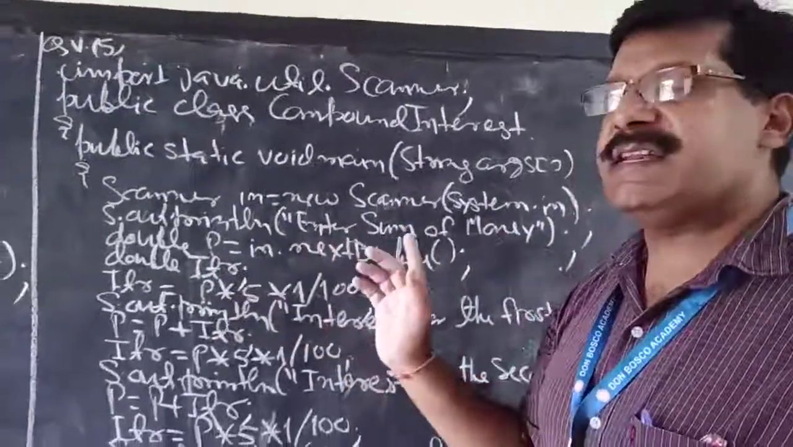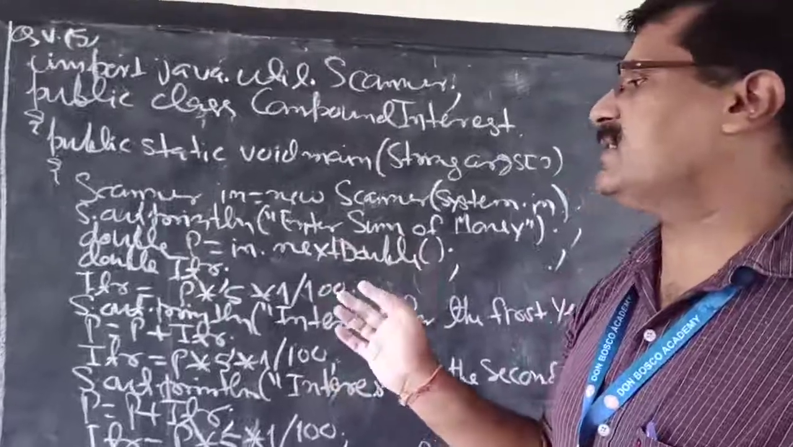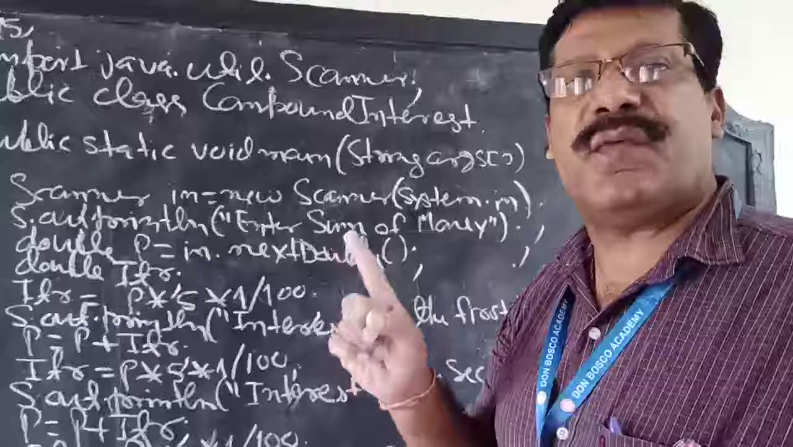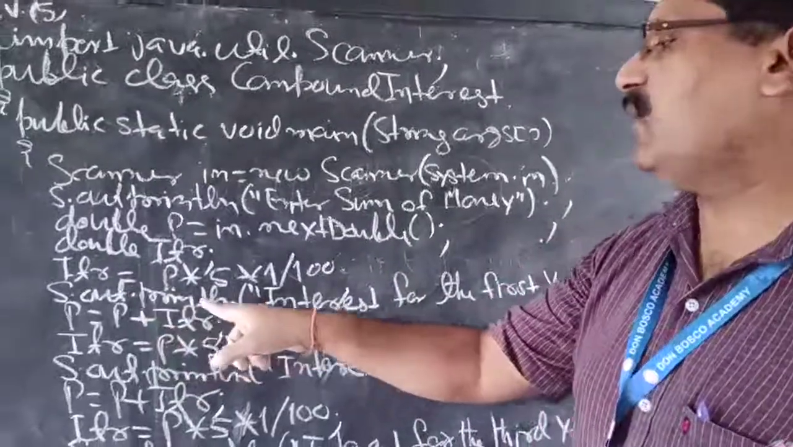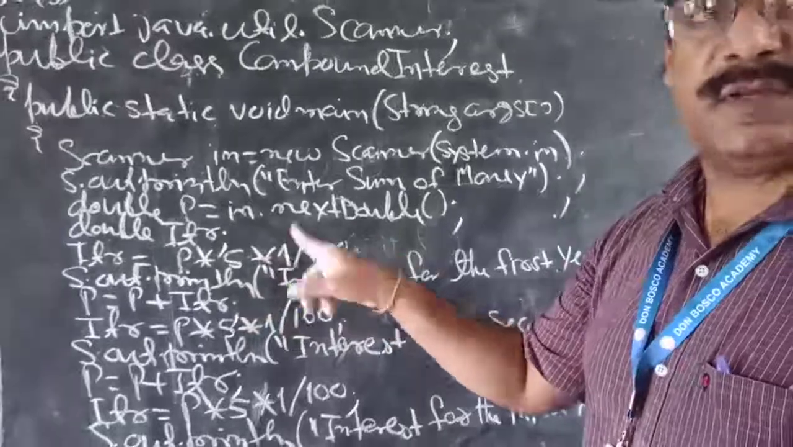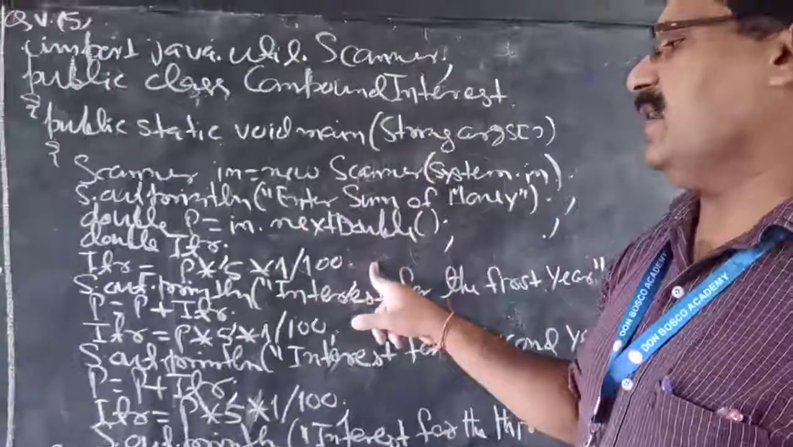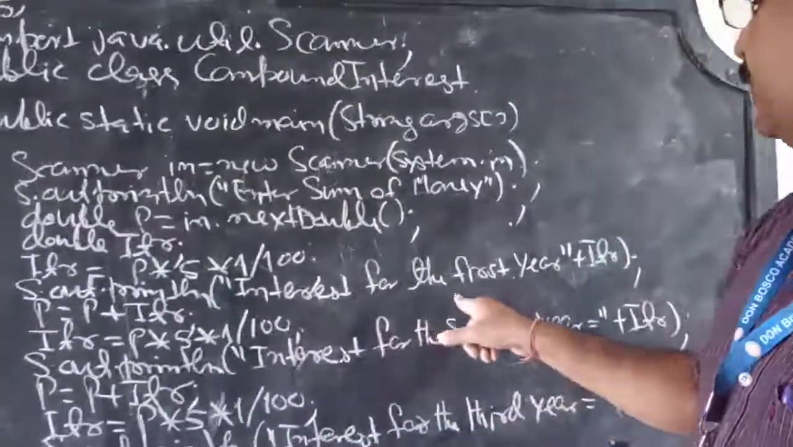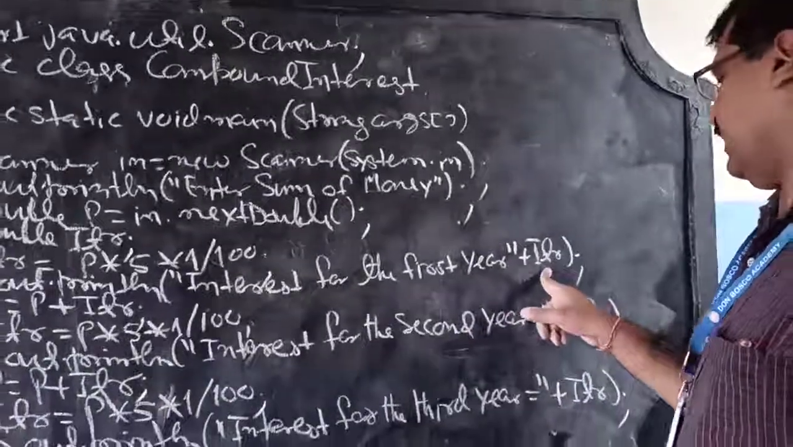Now calculate the interest: double itr for the interest. First we will calculate the interest for the first year. The interest for the first year is p, the sum of the money, into rate into 1, time is 1 year only, by 100. So we got the interest for the first year. Print it: interest for the first year equal to itr.